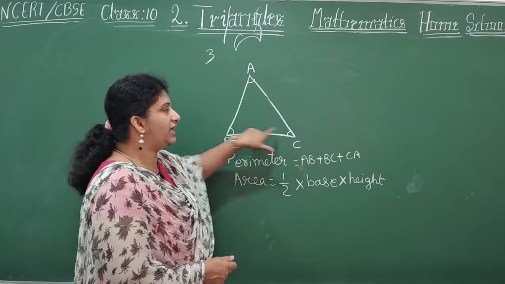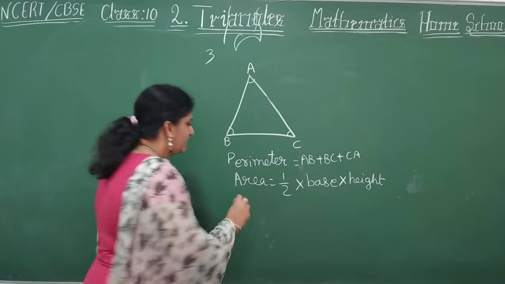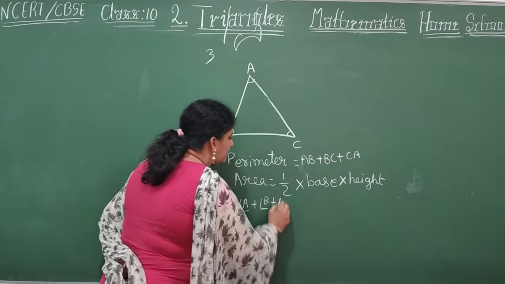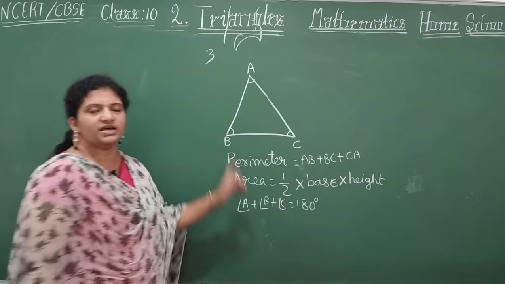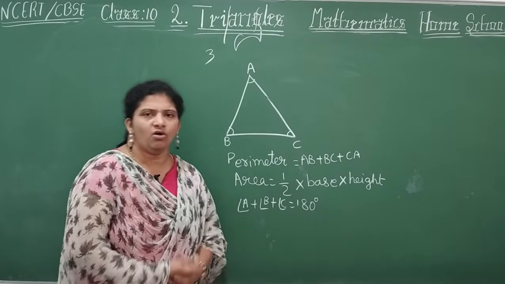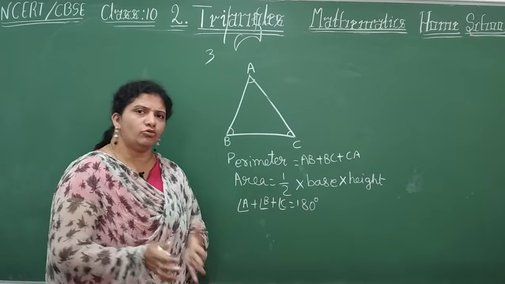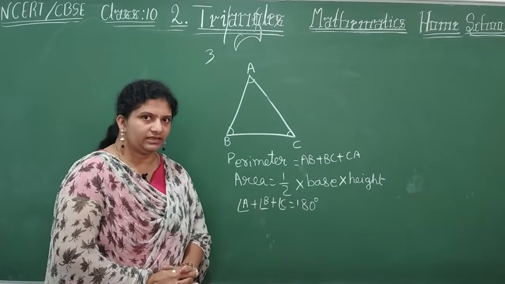Sum of the interior angles of a triangle is 180 degrees. That means what, children? Angle A plus angle B plus angle C is equal to 180 degrees. Always the interior angle sum is equal to 180 degrees. So now you might be knowing already. You know these are all basic concepts. So once again, recollect here.